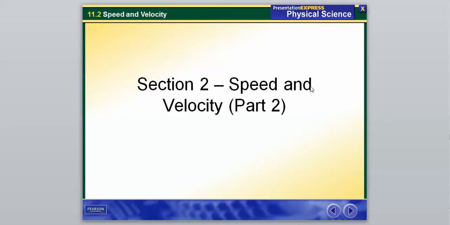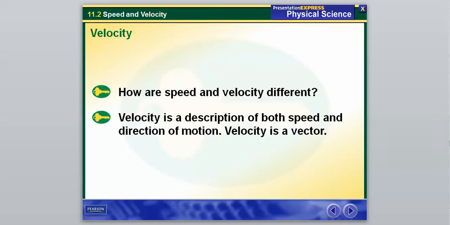Remember, the title of this section is Speed and Velocity. We took a look at speed last time. We talked about instantaneous speed versus average speed. And now we're going to look at velocity, because like I said last video, you've probably used velocity and speed interchangeably at some point in your life, but they are different. So we're just going to dive right in to figure out what the actual difference between the two is.